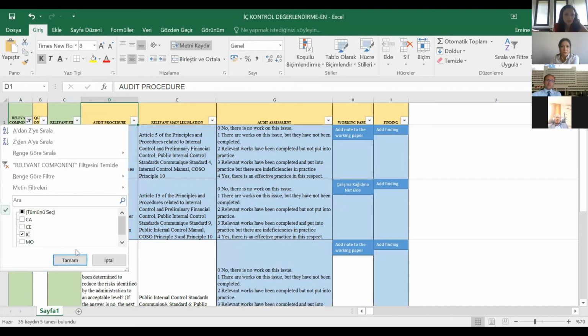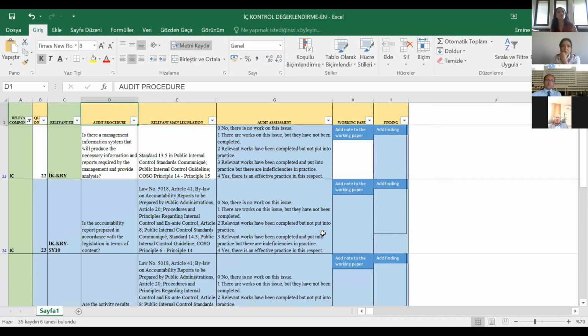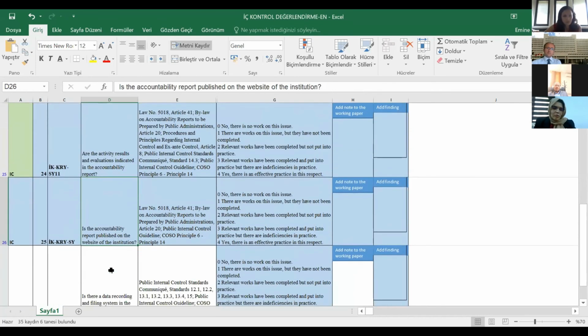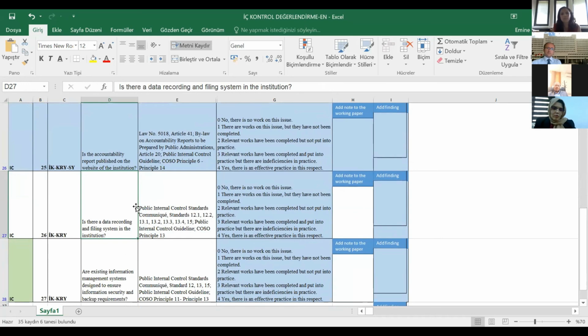And I think information and communication. Is there a management information system that will produce the necessary information and reports required by the management and provide analysis? It's an interesting one, and we have analyzed the question, and I can say that the majority of the institutions have the information system, because this is the era of IT, I think. Is there a data recording and filing system in the institution? Many organizations have this as well.